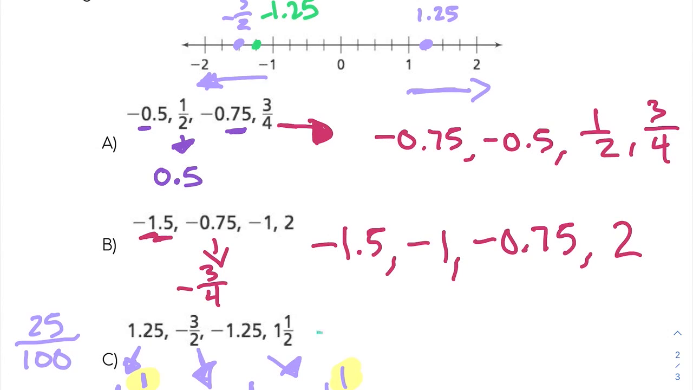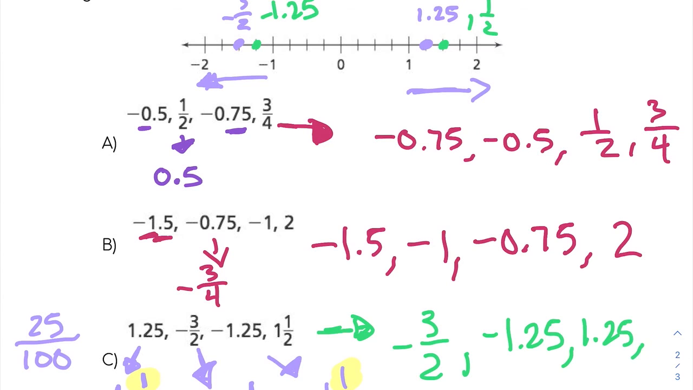And then my last one here is positive 1 1/2. So again, right in between 1 and 2, but directly halfway. So on my second tick mark would be 1 1/2. So the correct order of this, which I hope you guys got correct, negative 3/2, negative 1.25, positive 1.25, and positive 1 1/2.